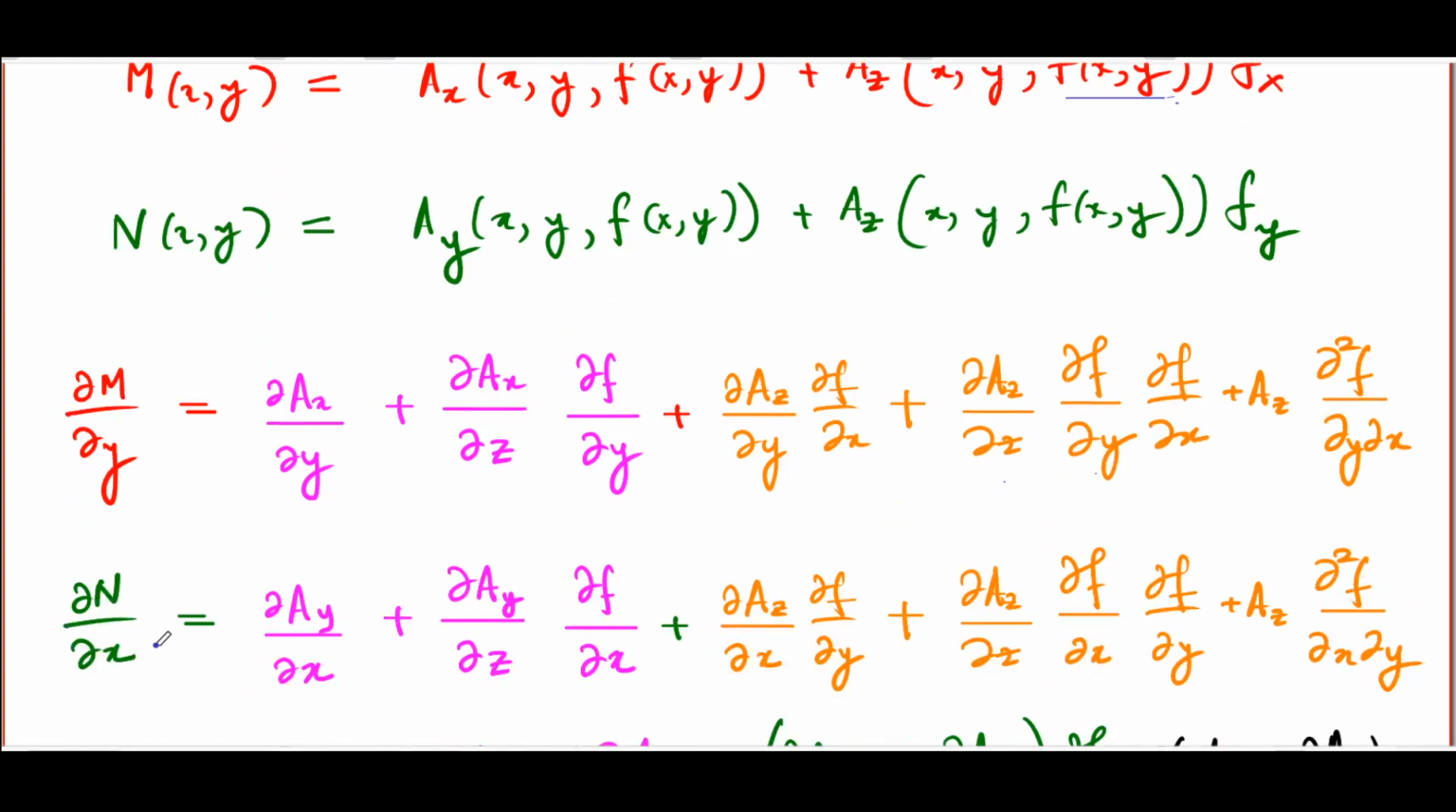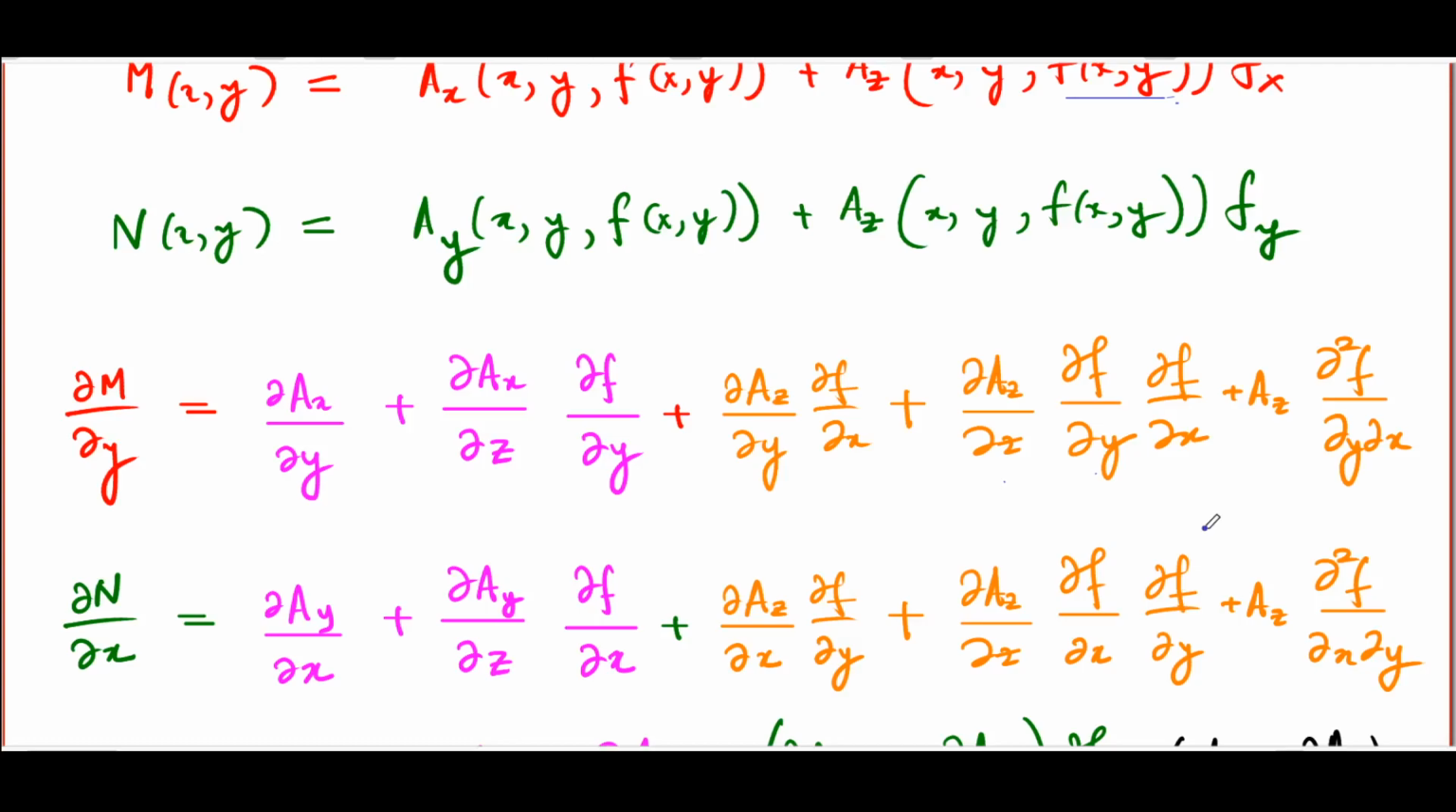What about del m del x? A very similar calculation will give you del ay del x plus del ay del z del f del x. And these are the two terms which come from the first piece here. Three terms will come from here. One, when you differentiate this with respect to x, so del 2f del x del y times az. And two more terms. One, which comes from del az del x times del f del y. And the other term which comes from del az del z del f del x times del f del y.